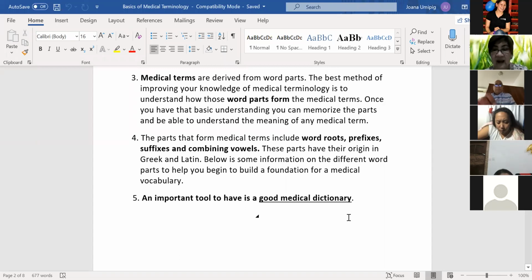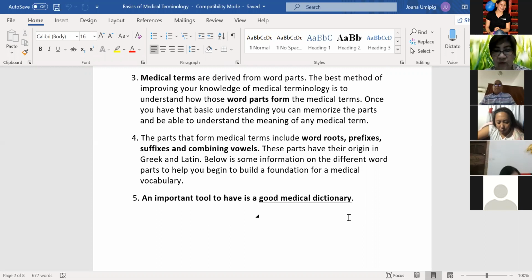May apat, ha? Tandaan ninyo, may apat ito. Word roots or the root word. Prefixes, yung before the word. Ina-add natin before the word. Suffixes is doon sa huli, dinadagdag natin. And combining vowels. May O, may A, ganon. Okay? These parts have their origin in Greek and Latin.